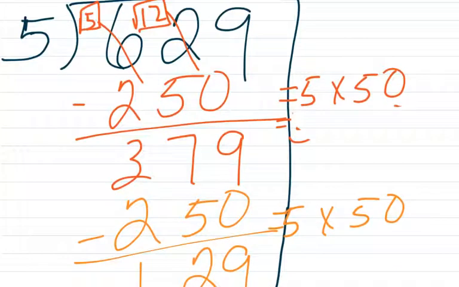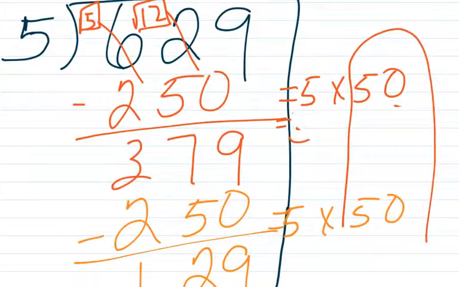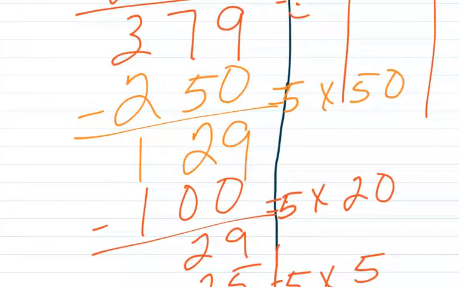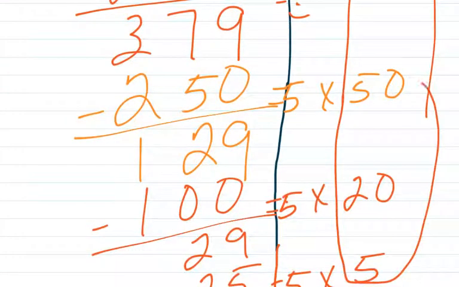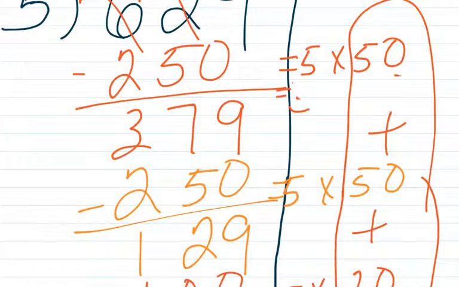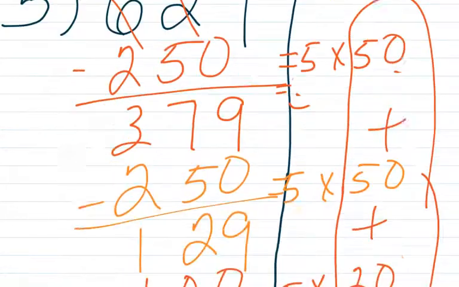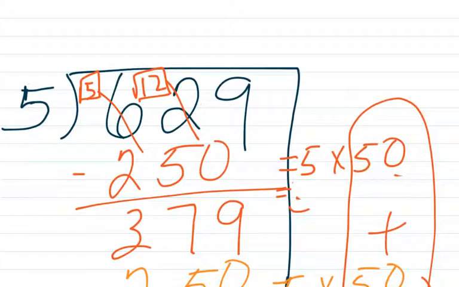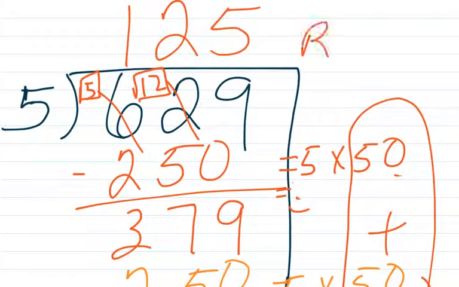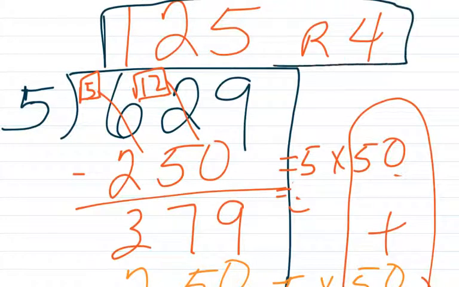So now the next thing I need to do is circle all the facts that I multiplied times 5. Now I need to add them up. 50 plus 50 is 100, plus 20 is 120, plus 5 is 125. So my quotient in this problem is 125, remainder of 4. We box that up as best as I can.